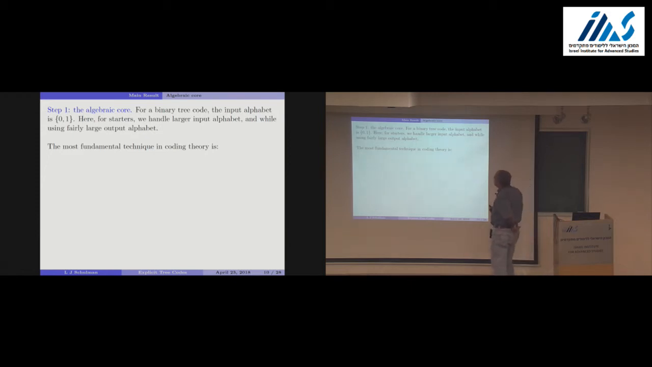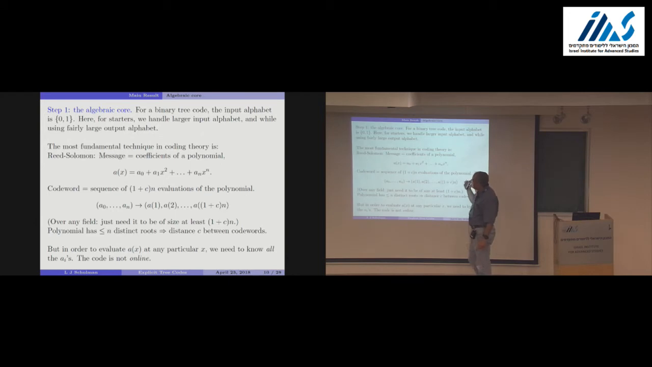So let me start with the algebraic essence of this method. In a binary tree code, the input alphabet is 0, 1. As you go down the tree, you either go left or right. We're now going to, in a very natural way, and this is going to be really essential, take the input alphabet to be the integers. And of course, as I already said, the output alphabet will also be the integers.